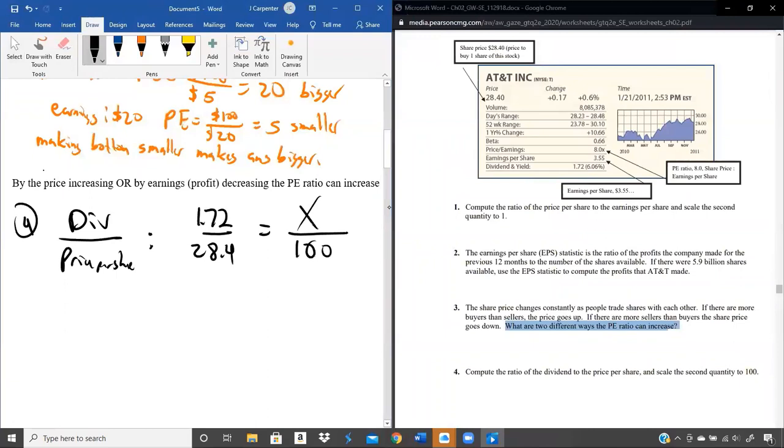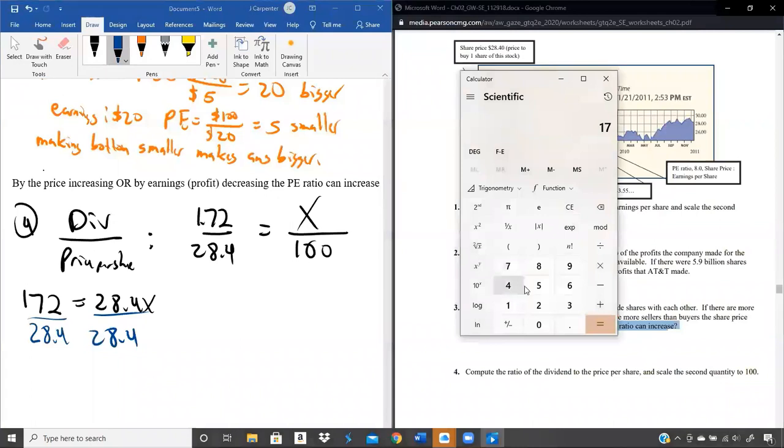We're going to cross multiply. I'm just going to go ahead and show that 1.72 times 100 is 172. And then you'll get equals 28.4x. You will divide both sides by the 28.4. There we go. And then when we do that calculation, we will get a familiar number, 172 divided by 28.4.